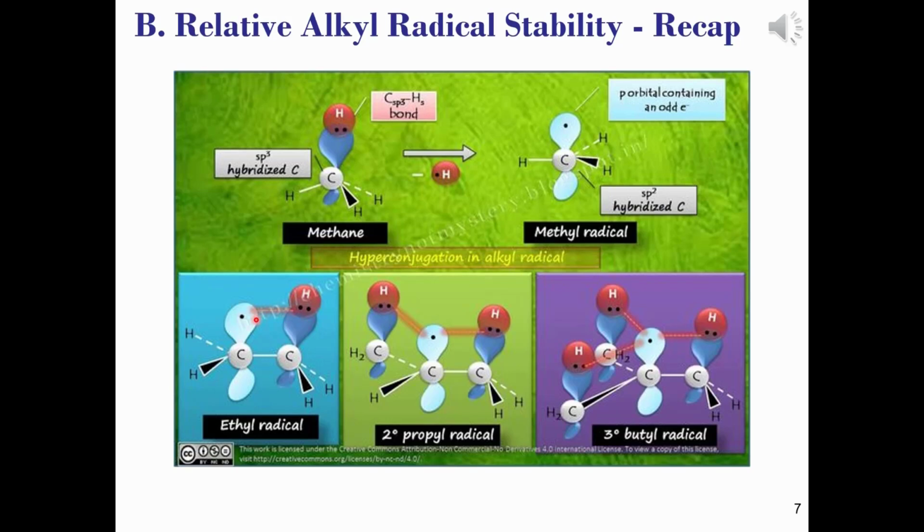And as the number of carbon atoms increases around the carbon center, we can see this for the secondary propyl radical, the electron density of 2 carbon-hydrogen bonds is now being donated towards the carbon atom that contains the unpaired electron. Finally, the last radical has 3 carbon-hydrogen bonds which are able to donate their electron density towards that carbon that has the unpaired electron in the p orbital. This concludes part B.